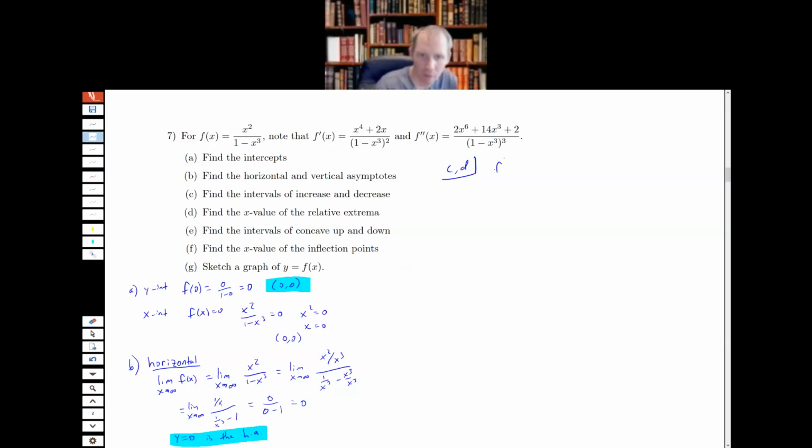So I want to start by looking at where is f prime equal to 0, and then where is f prime undefined. Okay, f prime equal to 0, that's going to be where the numerator is 0. So if I factor in x, I get x cubed plus 2 times x. So x equals 0, x cubed plus 2 equals 0. X cubed is negative 2, so x is the cube root of negative 2. You can take cube roots of negatives, that's fine.